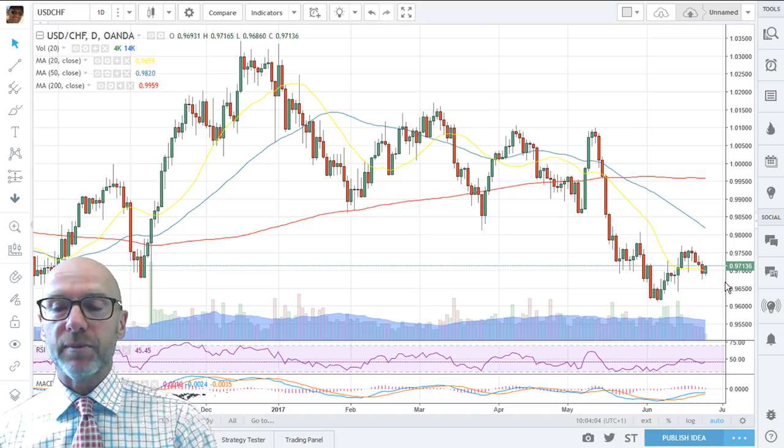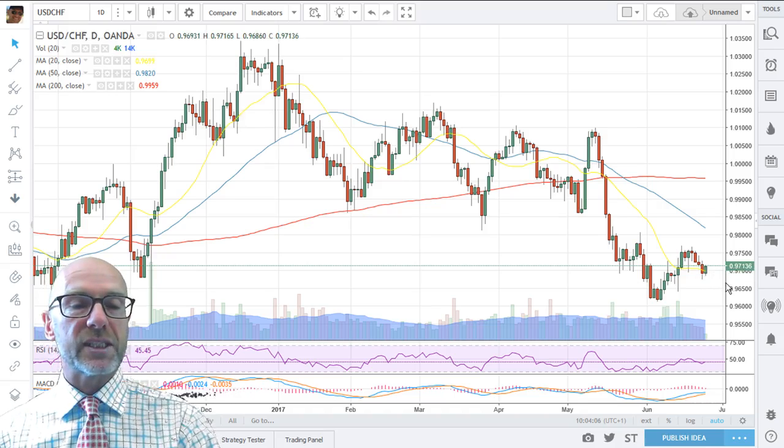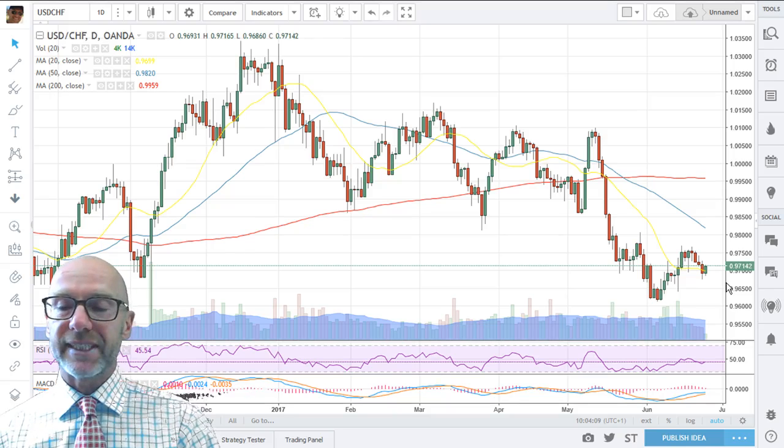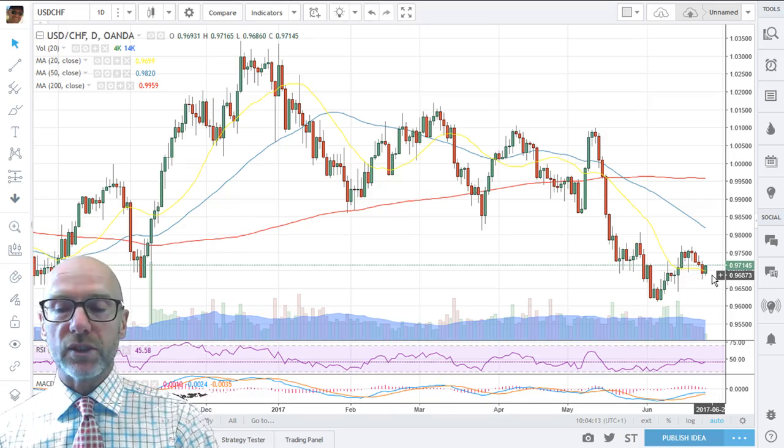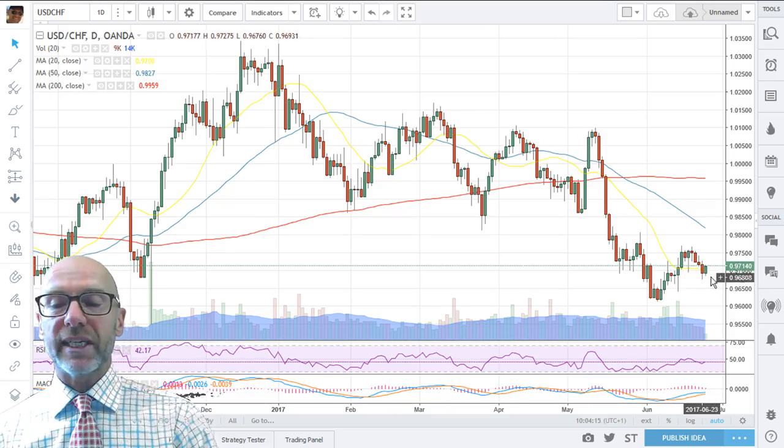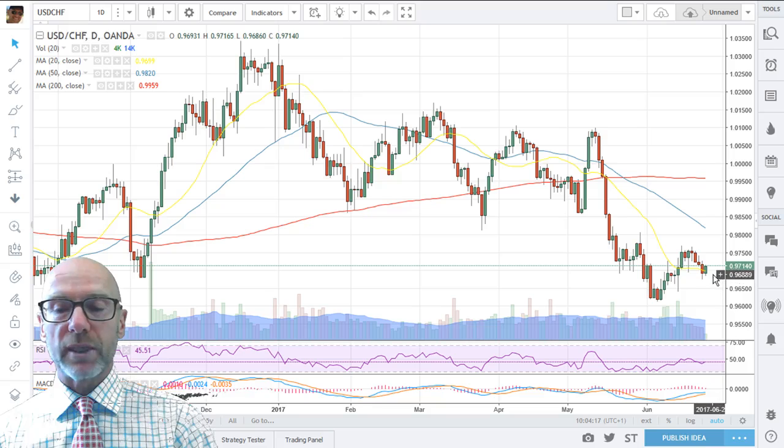Spot at the moment 0.97136 and the 20-day 0.9699. It is moving down at the moment, but it looks like it may be trying to bottom, but let's wait and see. But it is moving down.